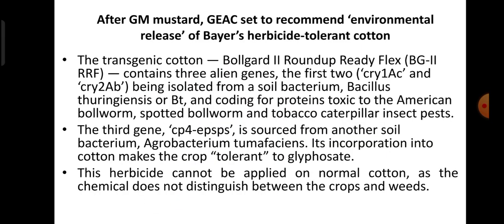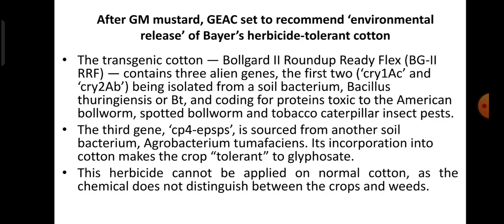The second topic for discussion is: after GM mustard, GEAC, that is the Genetic Engineering Appraisal Committee, is set to recommend environmental release of Bayer's herbicide tolerant cotton. As you might know, herbicide tolerant cotton has been a big nuisance these days because in the states of Telangana and some parts of Andhra Pradesh, without governmental approval, herbicide tolerant cotton was in the farmers' fields, and that created a big nuisance.